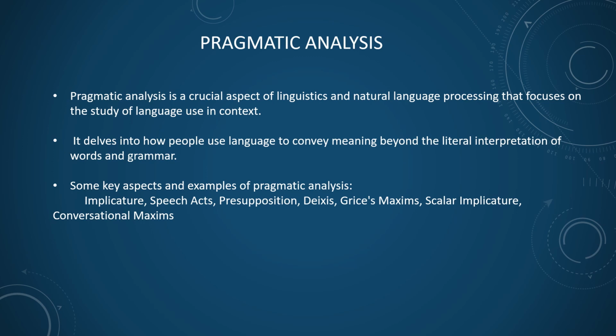The other one is conversational maxims. In addition to these maxims, the conversational maxims provide guidelines for cooperative communication. This includes the maxims of relevance, politeness, and informativeness. Pragmatics is essential in understanding how language functions in real-world communication. It helps to explain how people interpret meaning, resolve ambiguity, and navigate language use in various social and cultural contexts.